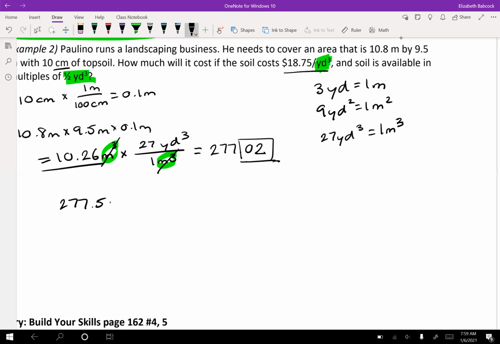Okay, so that trick I did with the units works with anything that you're doing that has different units. So this was yards cubed times 18.75 divided by 1 yard cubed. Our yards would go away. We'd be left with only money. Okay. And then we do our 277.5 times 18.75. And we get, ooh, that's going to be expensive. Oh, no, something happened there. That's too big.